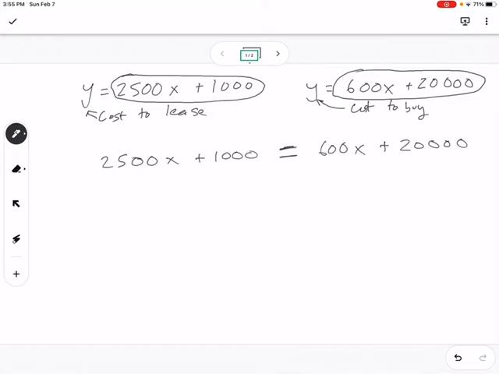And you've done this before, so you're going to have to dig deep in your memory. We have an equation in which we have the variable x on both sides. And so we're going to solve that by getting rid of it on one side. I like this one. So I'm going to subtract 600x from both sides. Then we do a little simplifying. 2500 minus 600, that's 1900x. Everything else is the same.